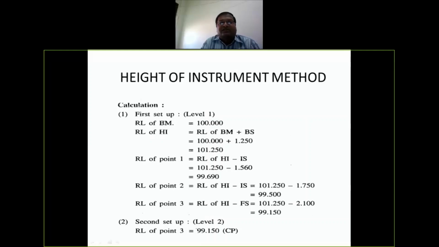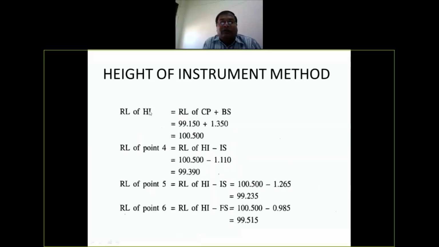You can see this is first setup, that is level one, RL of benchmark is given 100 meter. So RL of HI is RL of benchmark plus backside, 100 plus 1.250, you will get 101.250. Then RL of point 1, how will you calculate? RL of HI is already calculated, you just deduct IS value, so you will get your RL of point 1. Same way RL of point 2, you can see RL of HI minus IS, you will get RL of point 2. Same way RL of point 3, RL of HI minus foresight, you will get RL of point 3. Now second setup is level 2 where RL of point 3 is given, which is our change point in our case.